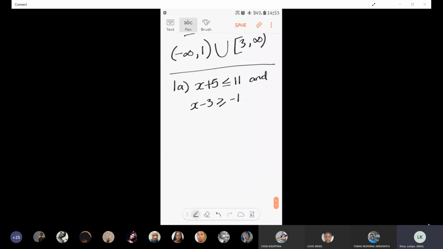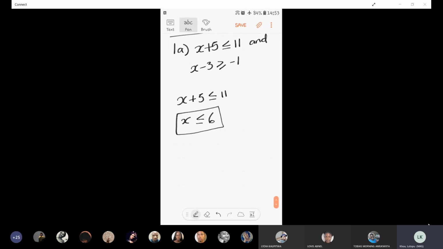Then we solve them just like we did, keeping in mind what and means. And means when I look up, standing anywhere on the number line, I must see two lines, or means one line is fine. So the first one, I have x plus 5 less than or equal to 11. This means that x is less than or equal to 6. So I subtract 5 on both sides. This is the first solution.